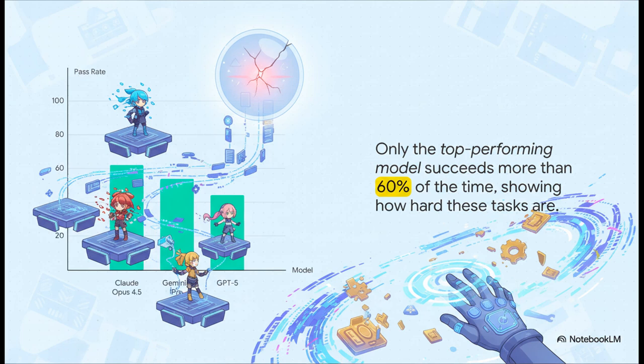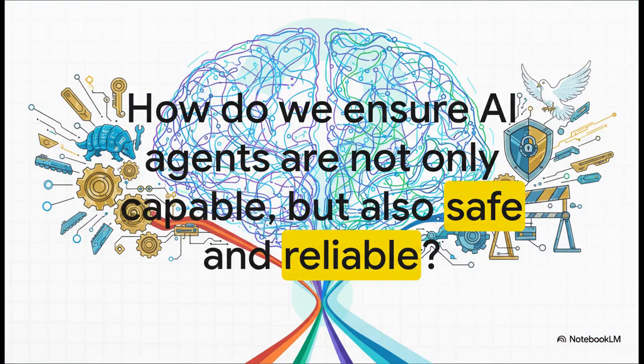And if we zoom in on the top contenders, you see a pretty clear hierarchy, with Claude Opus 4.5 out in the lead. But here's the kicker, right? Even the best model in the world is only getting it right about 62% of the time. That really shows you just how difficult these real-world tasks are and how much room for improvement there still is across the board.